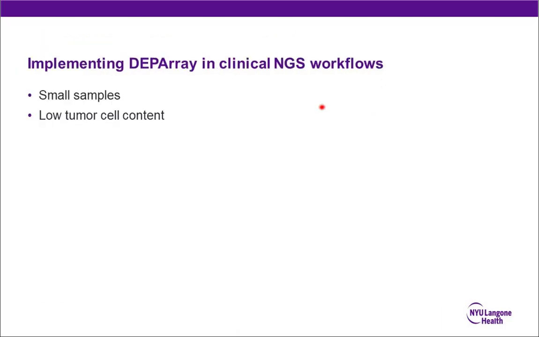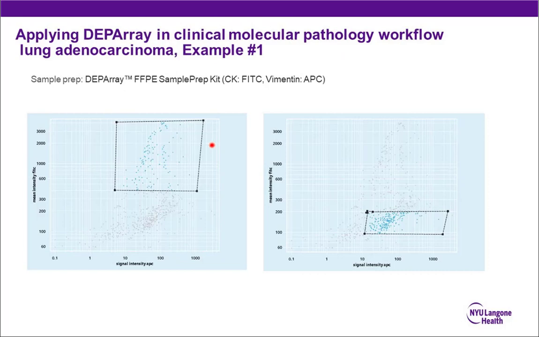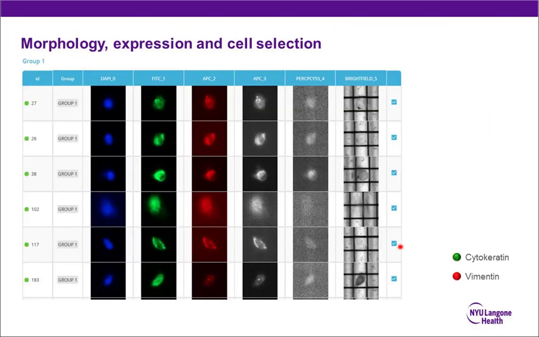So how do we implement this in clinical NGS workflows? We focus particularly on small samples that would give us a low DNA yield, and samples with low tumor cell content. I'm going to show you examples of our clinical accuracy studies and reproducibility studies. So this is one of the samples that we used for the clinical validation of the DEPArray, using the DEPArray FFPE sample prep kit with FITC for cytokeratin and APC for vimentin. And you can see gating here on the tumor cells in FITC, on the stromal cells in APC.